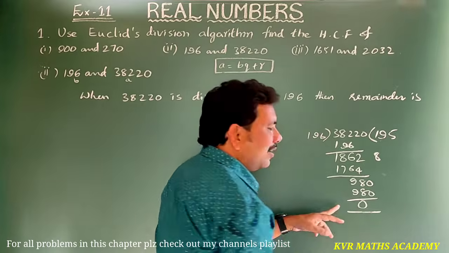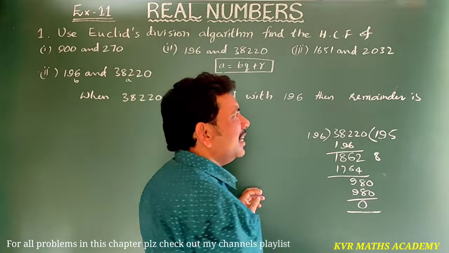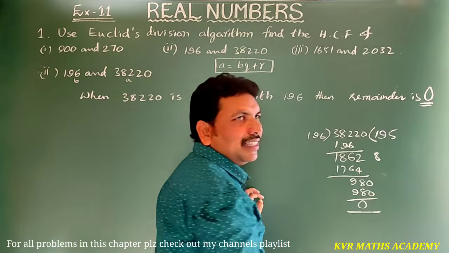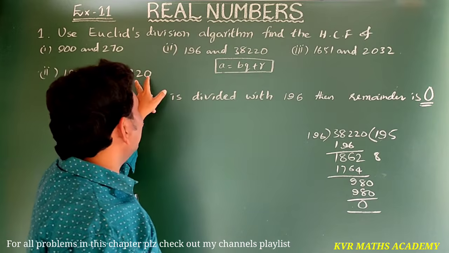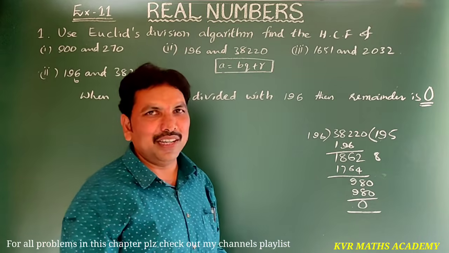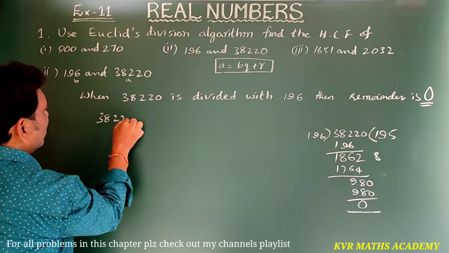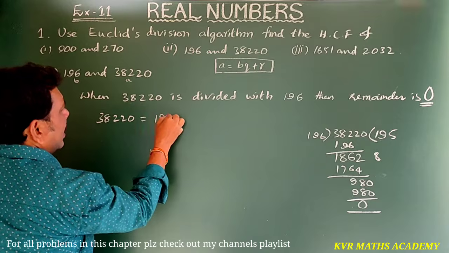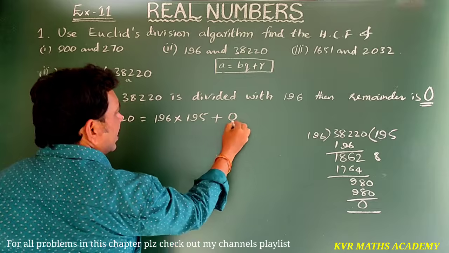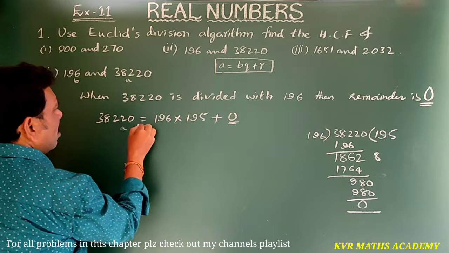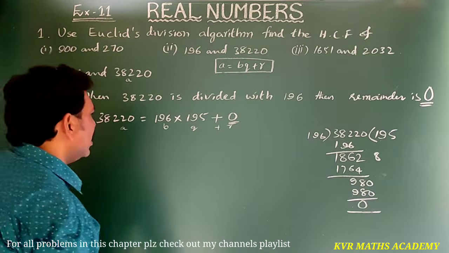So 0 has come as the remainder. That's why directly the HCF of 196 and 38,220 is 196 only. So write down: 38,220 is equal to 196 into 195 plus 0 as the remainder. This is in the form a is equal to bq plus r. The remainder has come 0, no?